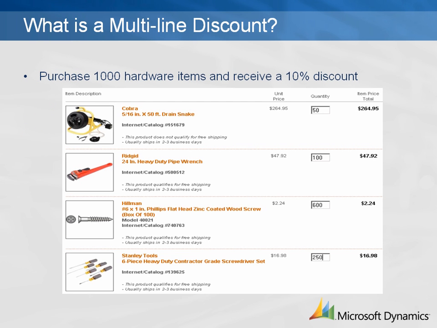Multi-line discounts are generally used with quantity breaks because they offer discounts based on multiple lines. In this example, purchase 1,000 hardware items to receive a 10% discount. Microsoft Dynamics AX checks all lines of a sales order to see if the criteria is met. If the quantity is greater than or equal to 1,000, then a 10% discount is applied to all hardware items purchased.